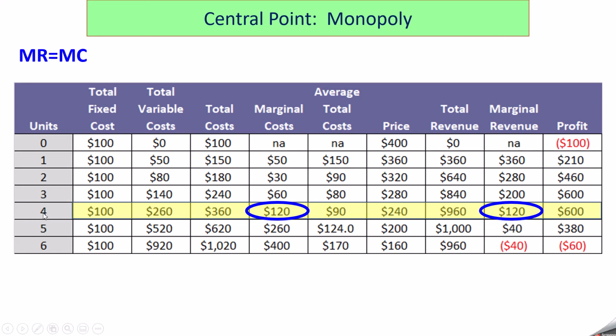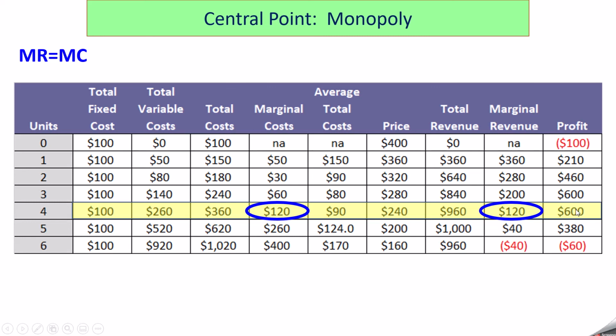So then the 3 questions. How many units are you going to make? That's going to be 4 units. What price are you going to charge? That's going to be $240. That's the highest price the market will bear. And then if you do that, you bring in a total revenue of $960, right? 4 times 240, and your total costs are $360, so your profit is $600. And that's the profit maximizing rate of output. That's the highest profit you can earn.